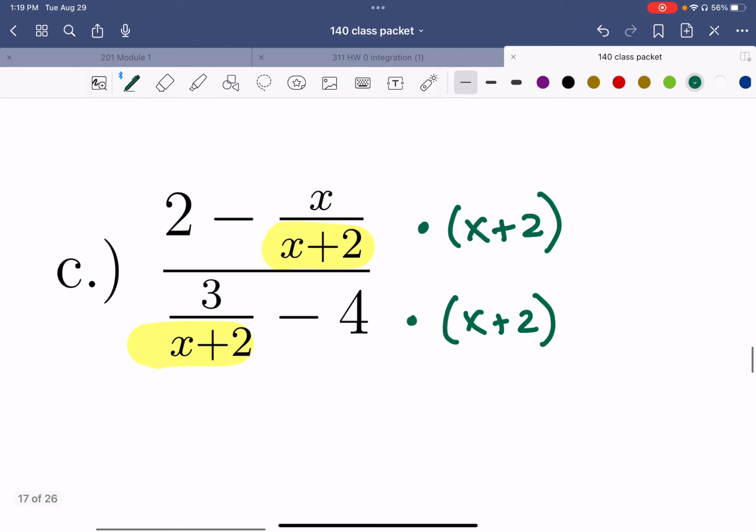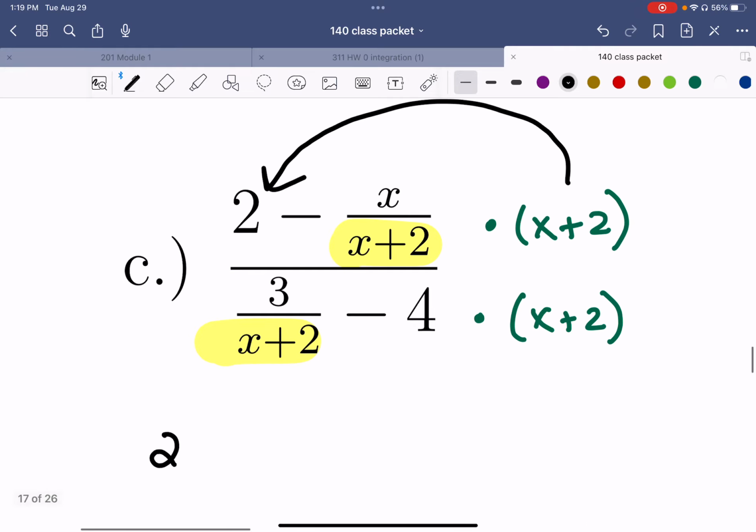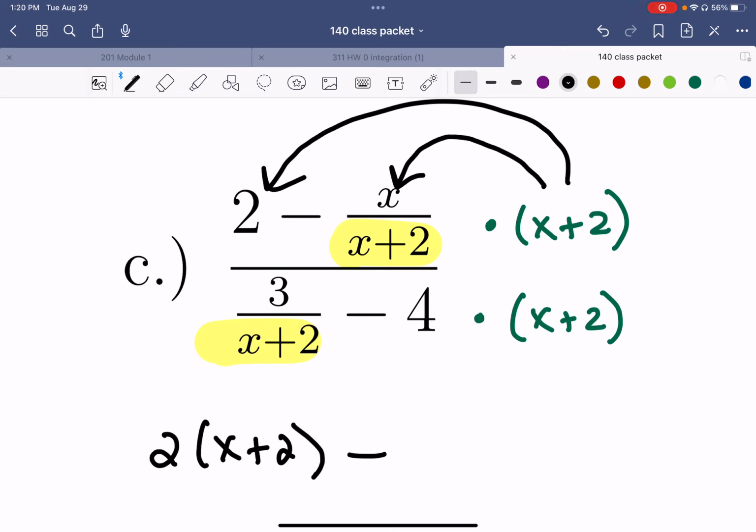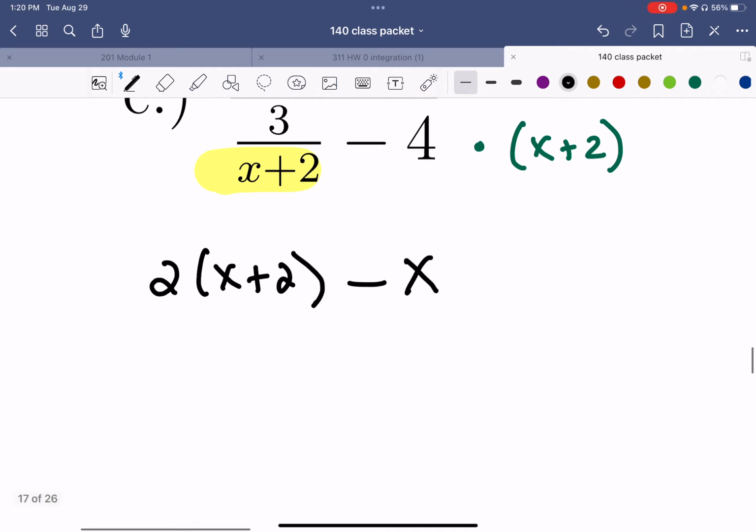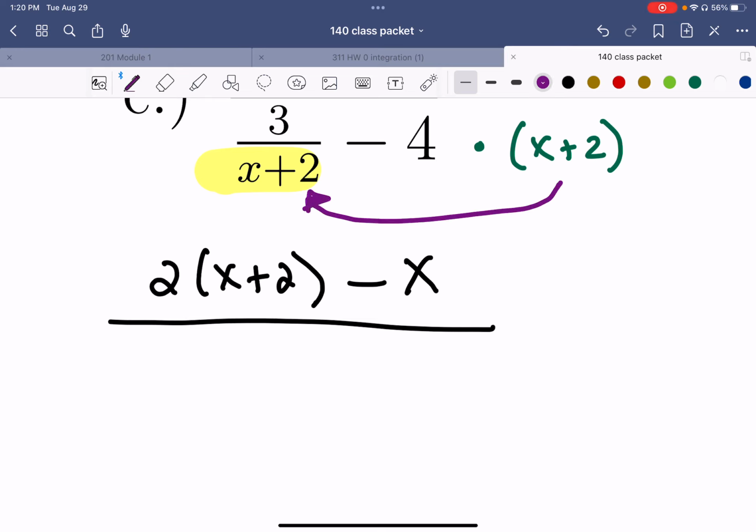So when I do that, I need to multiply that times the 2, okay? And so that's going to give me 2 times x plus 2, minus, then I distribute it and multiply it by this fraction. Well, when I multiply it by that fraction, the x plus 2's cancel, and I'm left with just x. On the bottom, I'm distributing that x plus 2 over here. In that case, the x plus 2's cancel, and I'm left with just a 3.